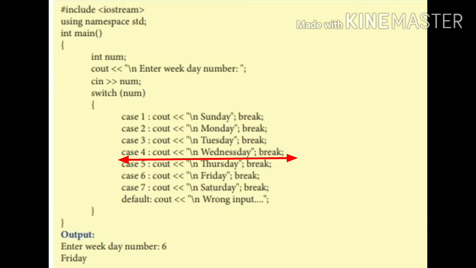In this program, the prompt is to enter the weekday number, to get the input from the user. The user gave the value 6. So for case 6, what value is displayed? Friday. So the output is Friday. If the user gives the input 8, the default statement is executed because the switch statement doesn't have the constant value 8. So the output is wrong input. This is one example for the switch case statement.